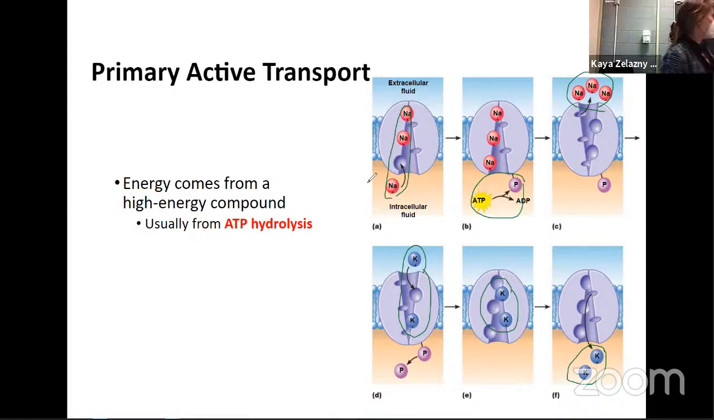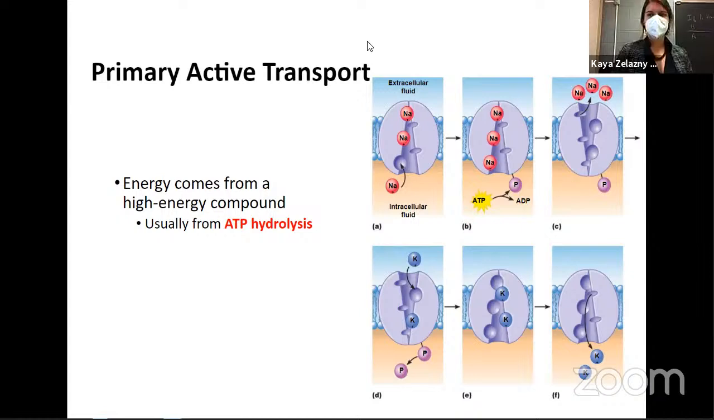So the energy in primary active transport here comes from a high energy compound, usually from ATP. Right. So usually we're thinking ATP. That's what we see here in image B. That's the point at which our sodium potassium pump uses energy. And that's the phosphate group that we pulled off of the ATP. So it's losing it so that it can go back to the original state so we could break down another molecule of ATP.